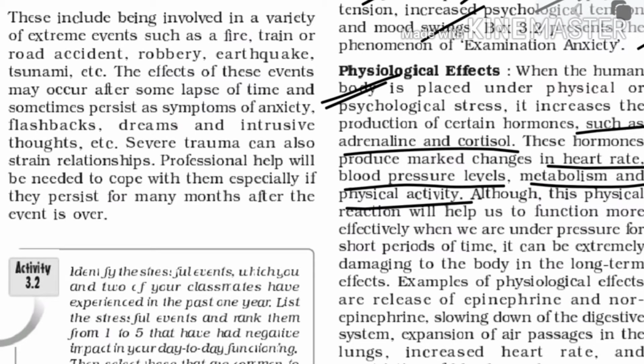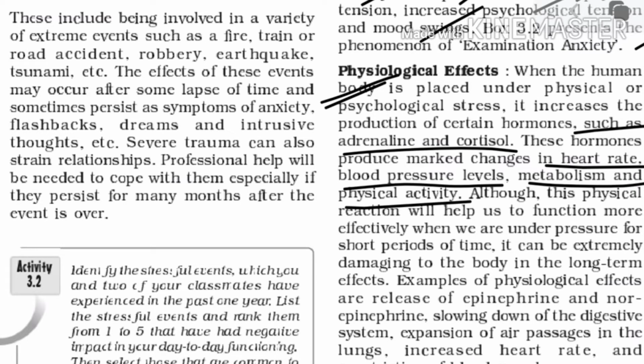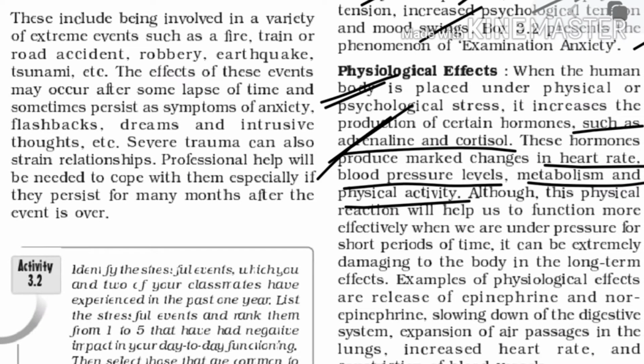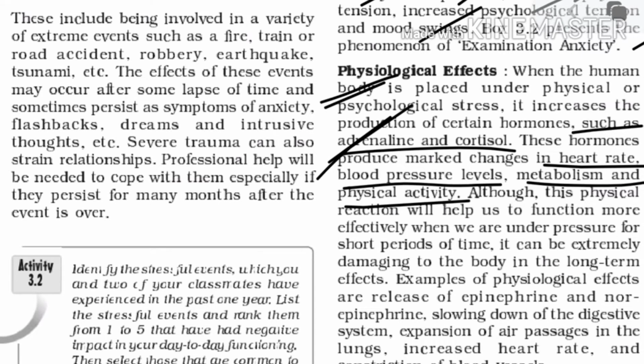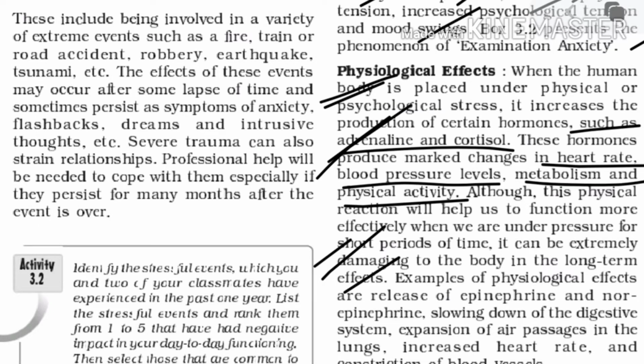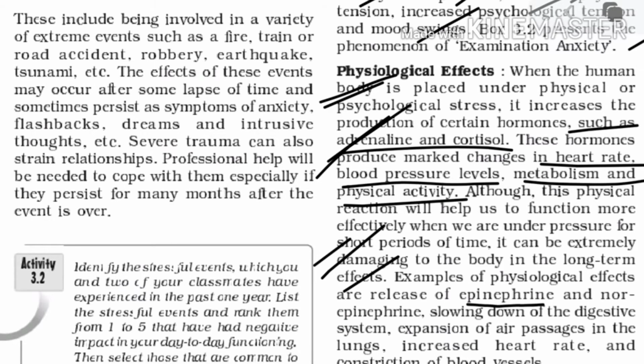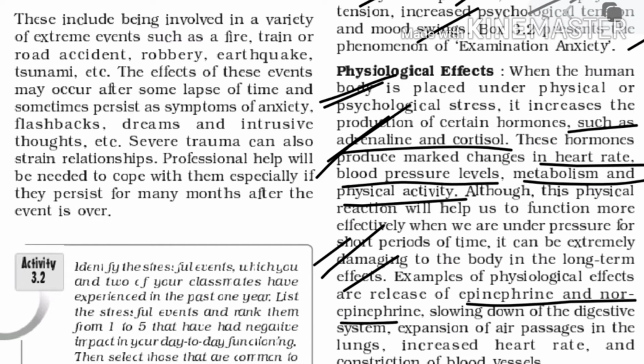So you often may feel that whenever you are in stress, you are having high blood pressure, you are having palpitations, sometimes you feel nauseated because of these two hormones. Although these physical reactions help us to function more effectively when we are under pressure for a short period of time, they can be extremely damaging to the body in the long term. As I have told you, eustress is good but distress is bad. Examples of physiological effect are release of epinephrine and norepinephrine. You will know it better in your fourth chapter.